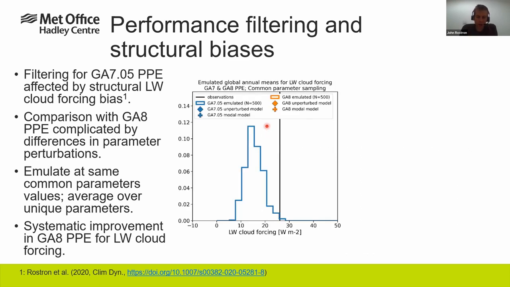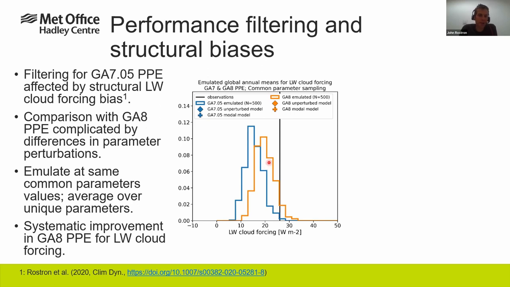And the structural bias that we found was in long wave cloud forcing. So you can see that here, where the PPE distribution lies to one side of the observations. So we're keen now to use our PPEs to look at these structural biases in more detail. They're a really nice tool for exposing these structural errors and for studying the differences between different configurations. So this is the same histogram, but for GA8.